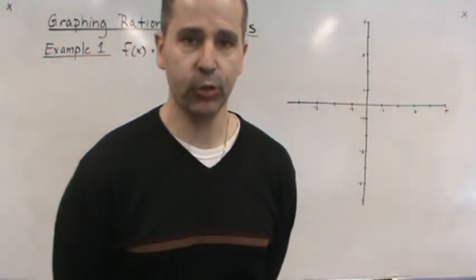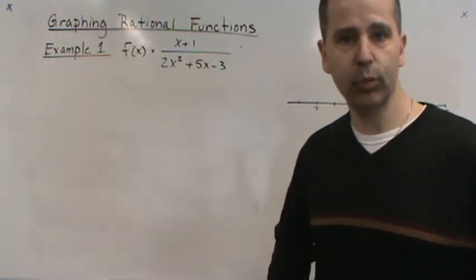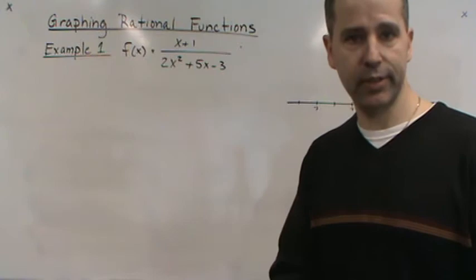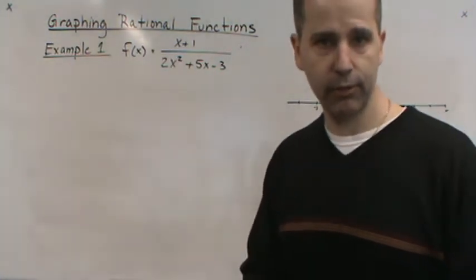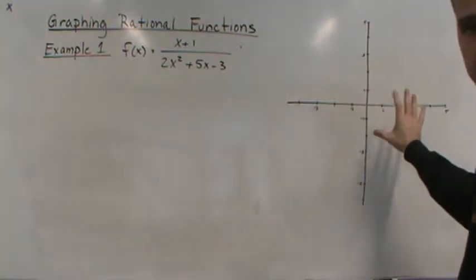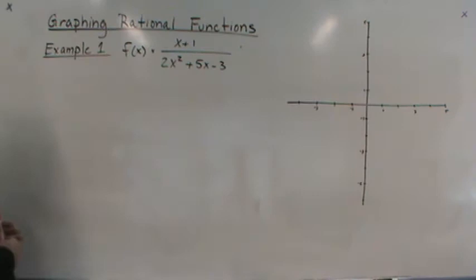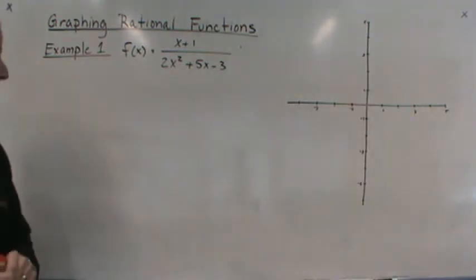Okay, welcome back. So today we're going to do an example, and in this example we're going to use those 7 steps for graphing rational functions. Okay, so we're going to use this function and we're going to graph it on this graph here. And so the first thing we're going to do is we want to find the vertical asymptotes.